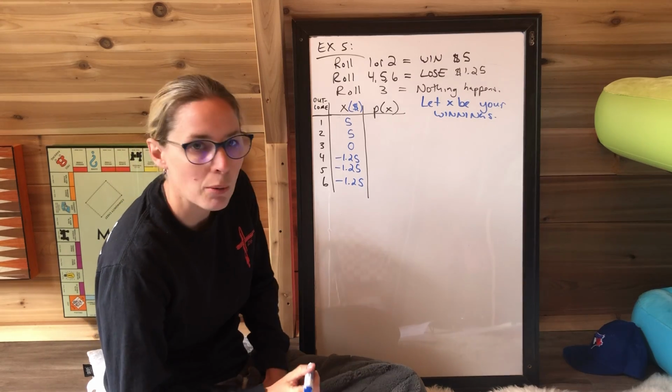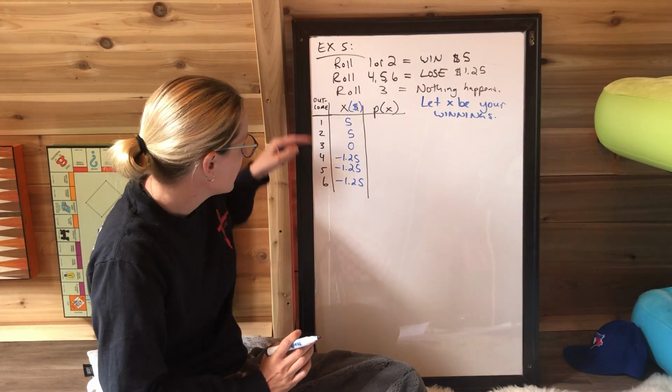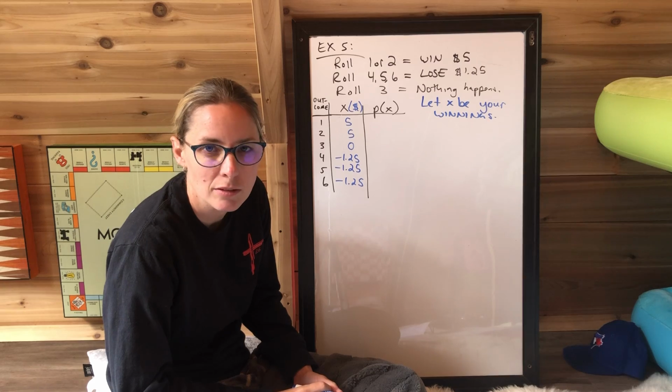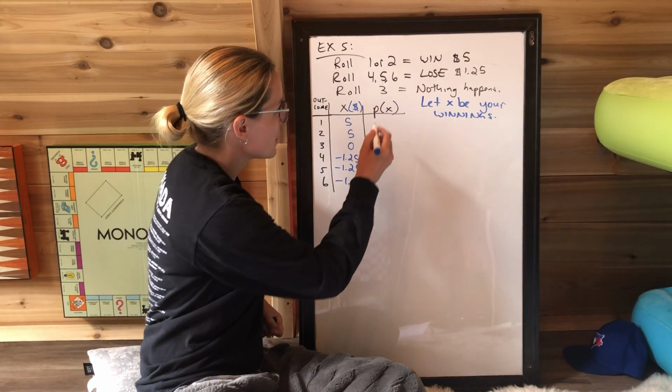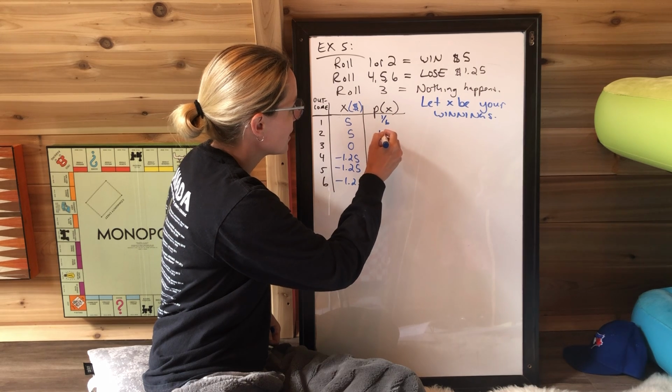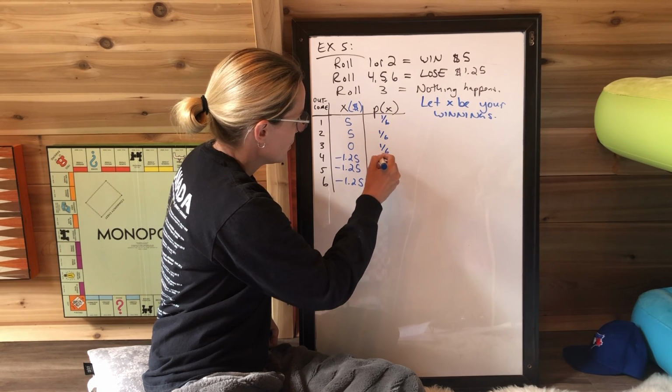Okay, now what's your probability of each of these? 1, 2, 3, 4, 5, and 6. What's your probability of rolling any of those numbers? 1 out of 6. Each of these carries the exact same probability.